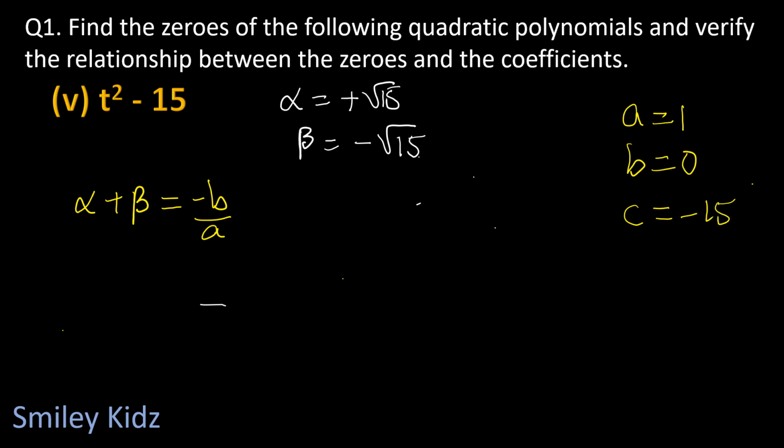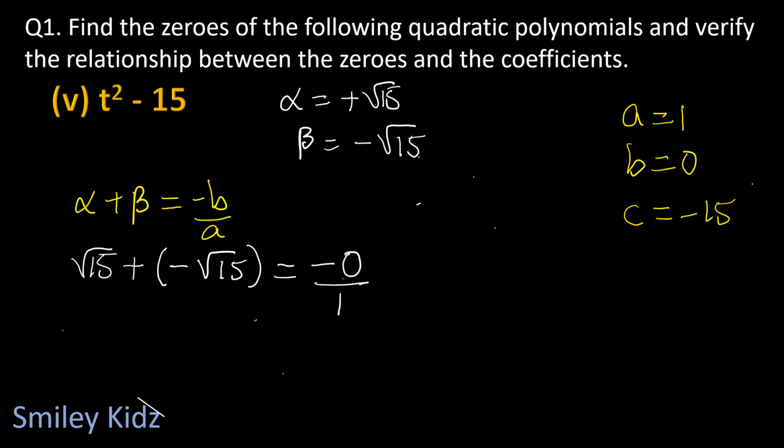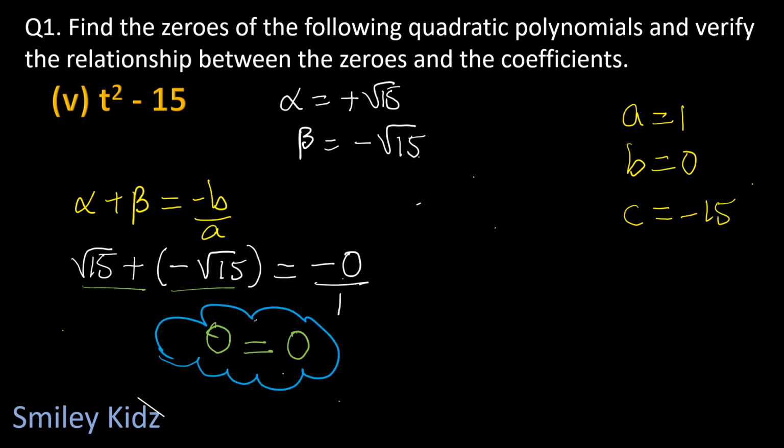Now alpha is plus root 15 plus what is beta? Beta is minus root 15. So root 15 minus root 15, which is equal to what is minus b by a? Minus 0 by 1. Now when we solve this further, root 15 minus root 15 will give you 0 and then we have 0 by 1, which is again 0. So this is how we have verified the relationship between the sum of the zeros and its coefficients.